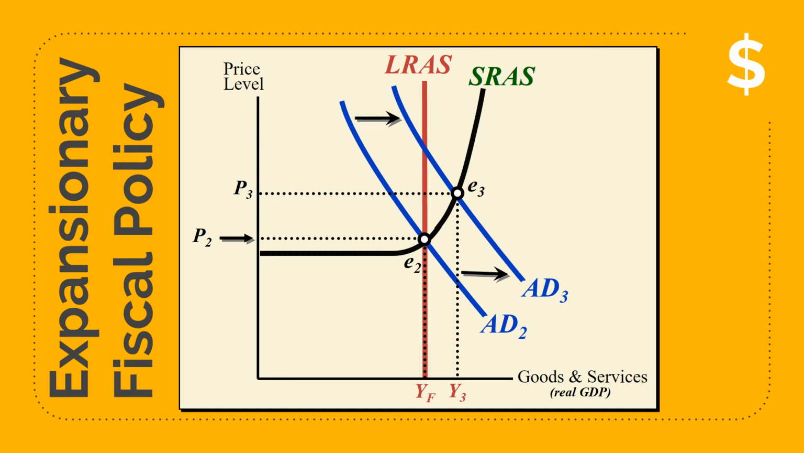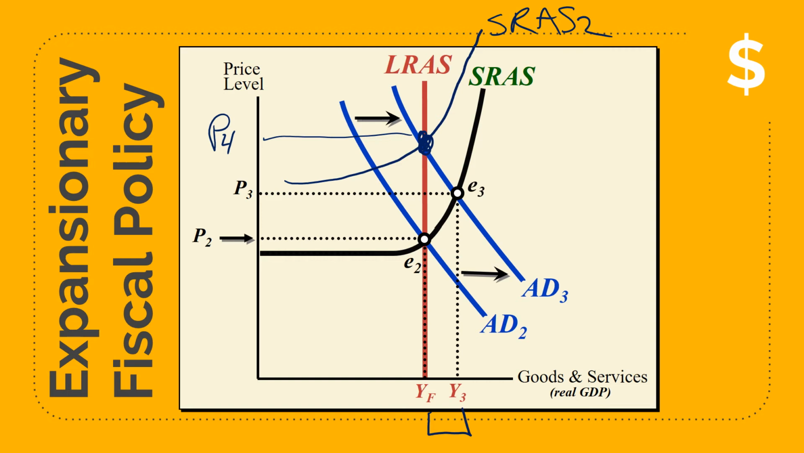And so we might end up fairly quickly back at an equilibrium where we have short-run aggregate supply curve 2, and we're back to full employment. And so now what we've done is we've just created even more increase in the price level, and our output really just temporarily increased from YF to Y3, and that's just in the short run.